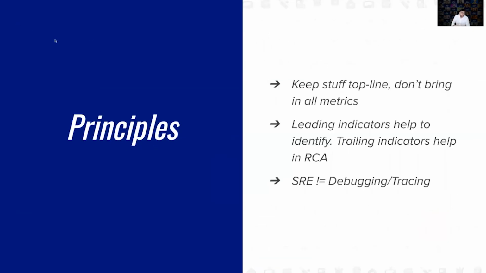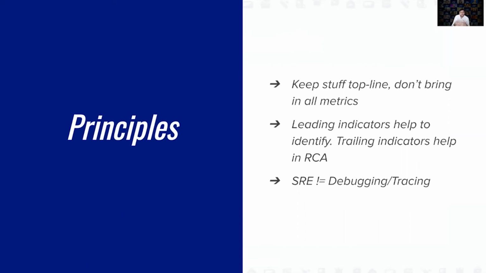These are the 3 principles on which we build our SRE platform. We want to keep stuff top line. We don't want to bring all metrics, like heap metrics and XYZ metrics from different applications, and track everything under the SRE dashboard. While those are nice-to-have metrics, I believe the focus should be on leading indicators rather than trailing indicators. Leading indicators help identify the problem much faster. Trailing indicators are super helpful when you're doing an RCA. So the idea is to keep stuff top line and focus on leading indicators.